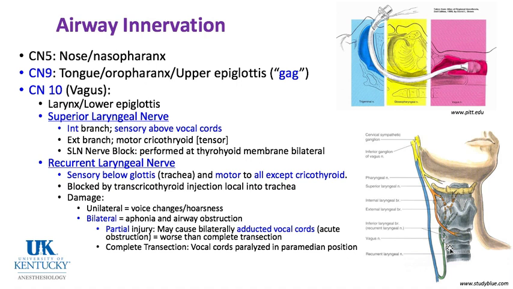Damage to the recurrent laryngeal nerve, if it's unilateral, voice changes and hoarseness can occur, and if it's bilateral, aphonia and even complete airway obstruction can occur. The injury to the recurrent laryngeal nerve, if it's bilateral, can result in adducted vocal cords, that is, closed vocal cords with acute obstruction, such that emergent airway management may be required, such as reintubation or even tracheostomy. If complete transection of the recurrent laryngeal nerve occurs, the vocal cords remain paralyzed in a paramedian position, almost like curtains floating in the air as air moves in and out of the glottic opening.